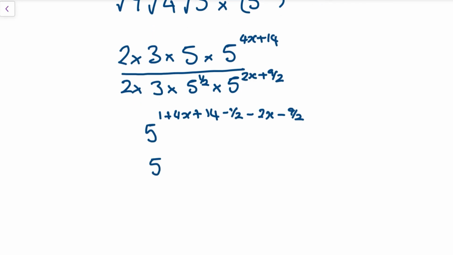So do my x's first. I've got 4x minus 2x is 2x. I've got 1 plus 14 is 15. Minus a half minus 9 over 2 is the same as minus 10 over 2, which is minus 5. So in other words, I've got 1 plus 14, which is 15, minus 5, which is going to give me 10. And that is my final answer, 5 to the power of 2x plus 10.